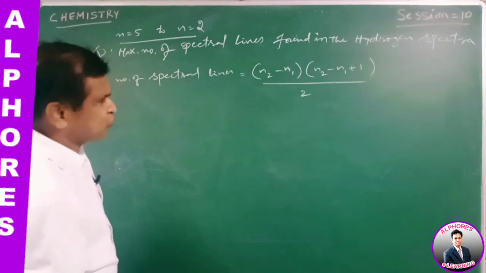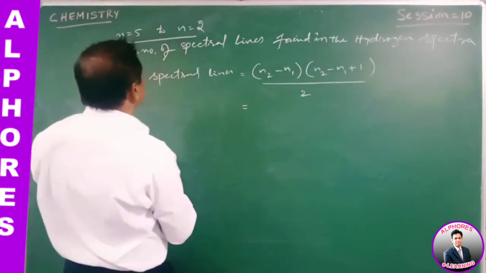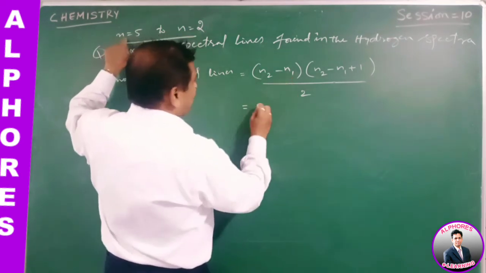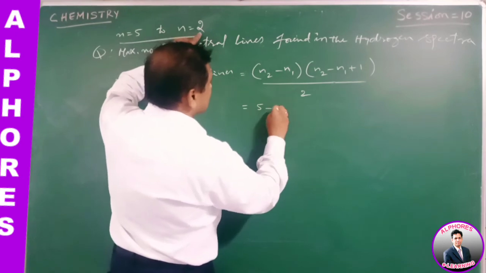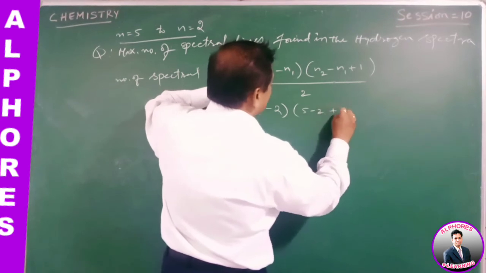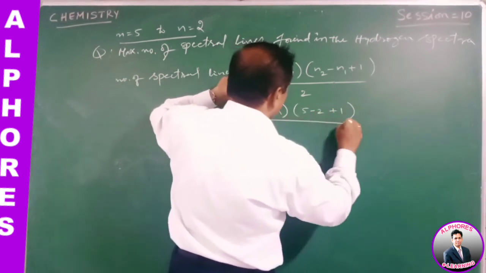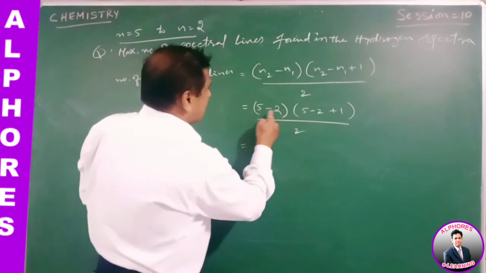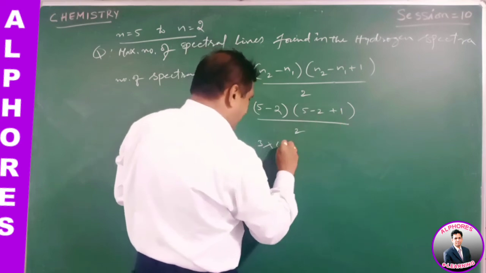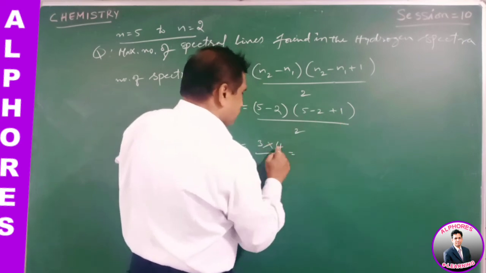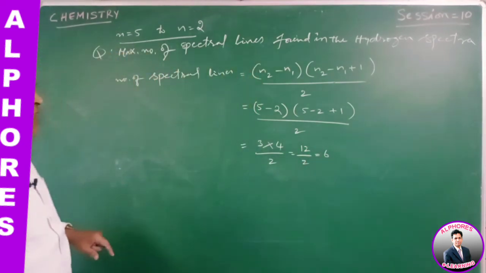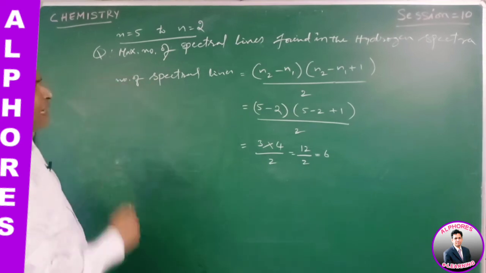That is a simple approach. So make it n2 higher energy level, n1 is the ground state. Okay, n2 5 minus 2 into 5 minus 2 plus 1 by 2. That is 5 minus 2, 3, into 5 minus 2, 3, plus 1, 4, by 2. 4 threes is 12 by 2, that is equals to 6. 6 spectral lines are formed. Okay, that is logically we can calculate like this.